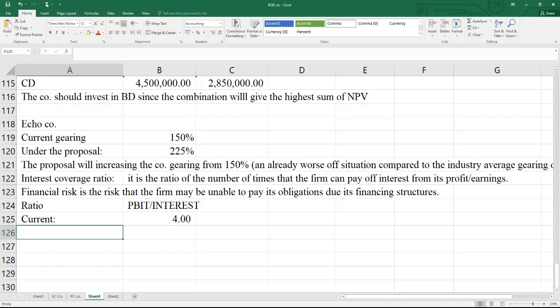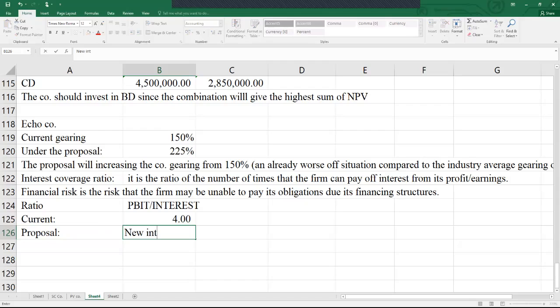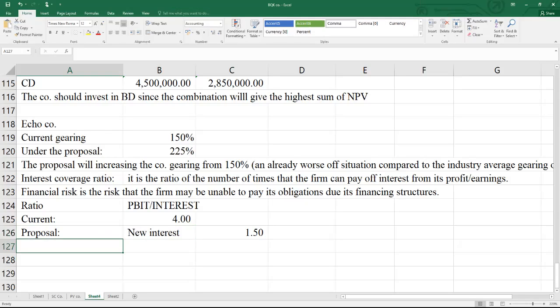And let's see what if we do the proposal? So under the proposal, what should be the cover? The company profit has no improvement, so it remains at 12 million. The interest of the company is increasing because you're paying interest on this loan at 10% per annum. So the new interest you'll be paying will be equal to 10% of 15 million.